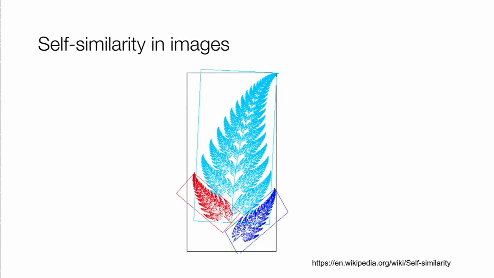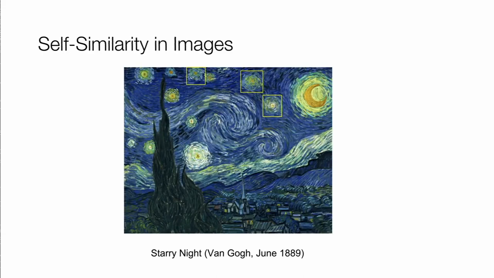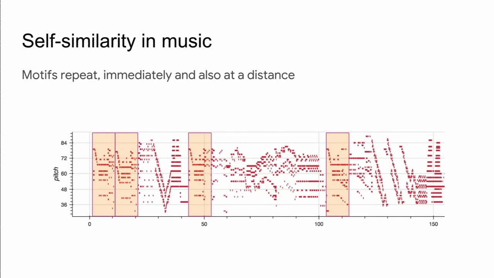So for example, there's another artificial but beautiful example of self-similarity where you have this Van Gogh painting where this texture or these little objects just repeat. These different pieces of the image are very similar to each other, but they might have different scales. Again, in music, here's a motif that repeats. It could have various spans of time between it.